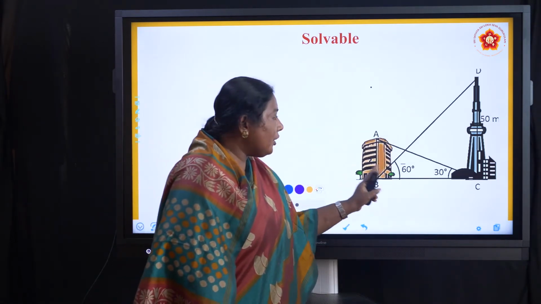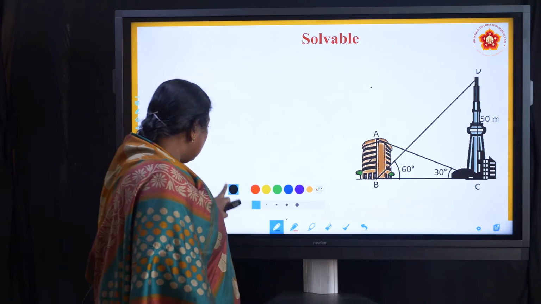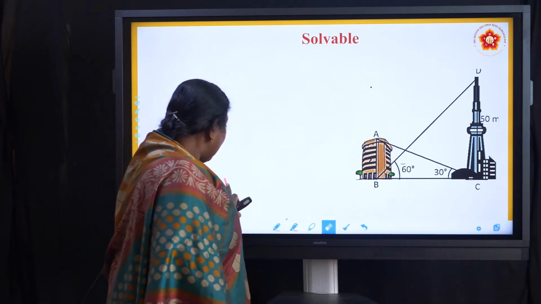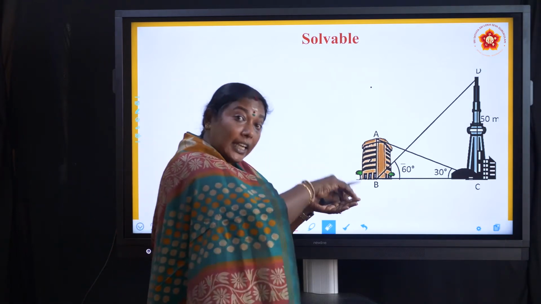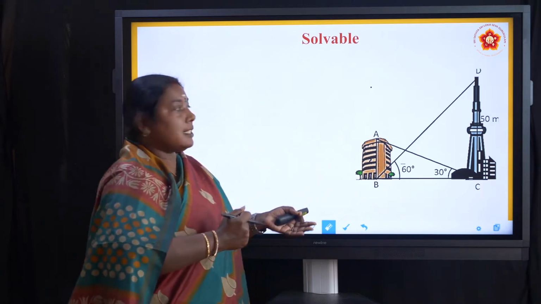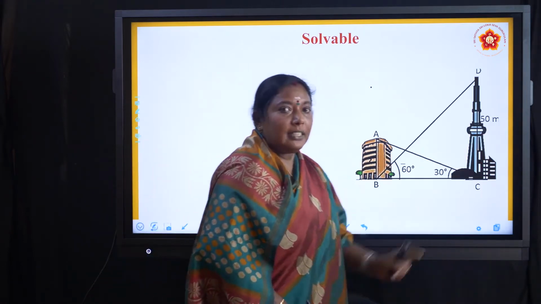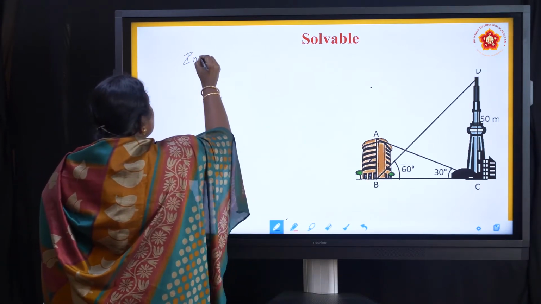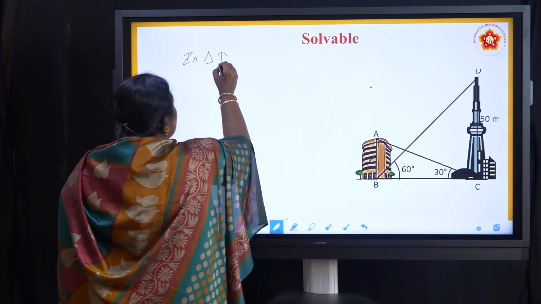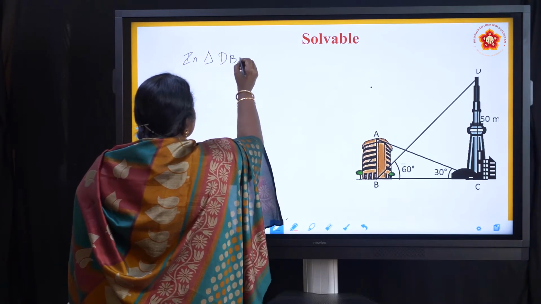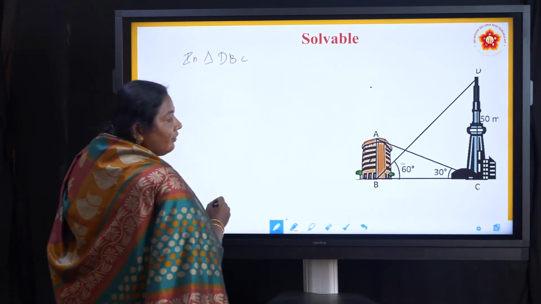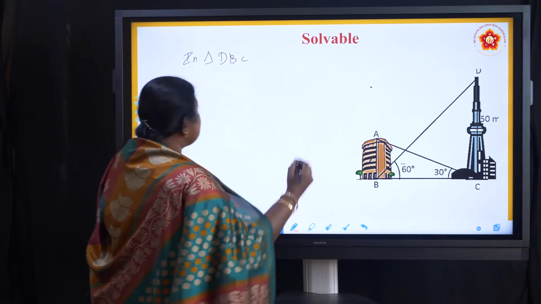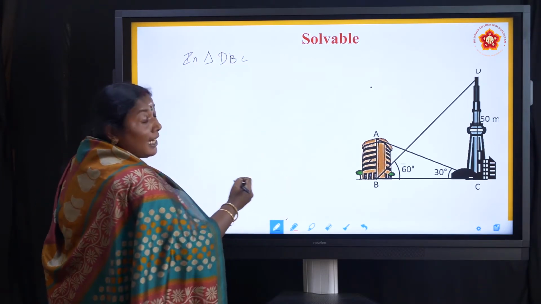Right? AB also I don't know, BC also I don't know. So what I have to do? From where I know, from that part I have to start. So I know a value 50 meters in the triangle DBC. So in triangle DBC, what I have, DC is my opposite side and BC is my adjacent side.